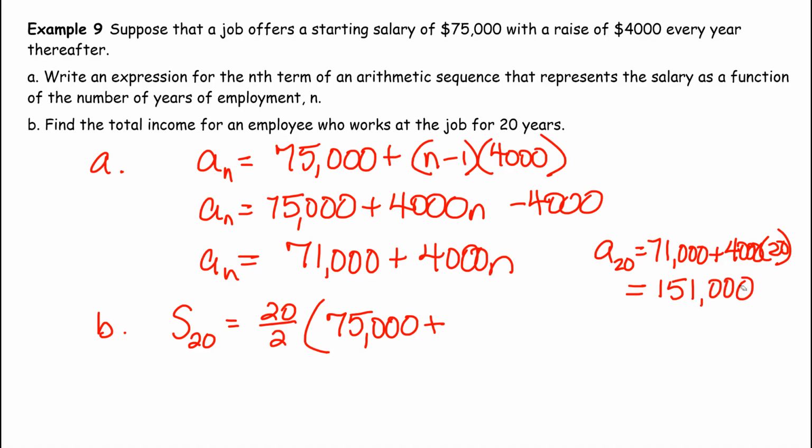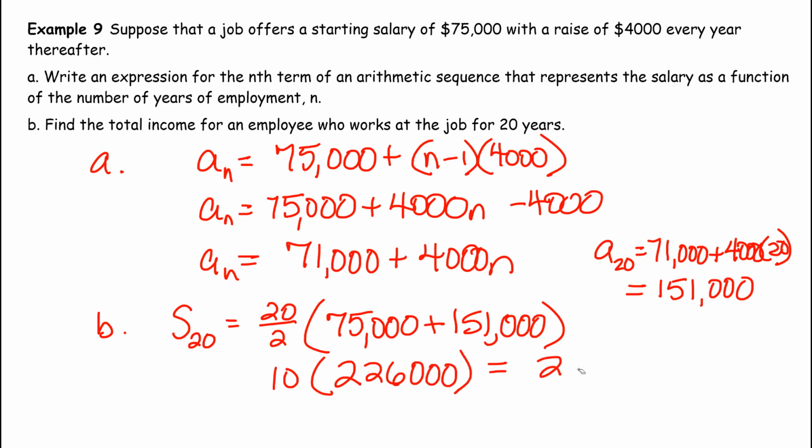So that is my A sub n, or my 20th term. So 151. And now I just multiply this out, and I'll have 10 times 226,000. And if I multiply that by 10, I have 226, 1, 2, 3, 4 zeros. So 2,260,000.